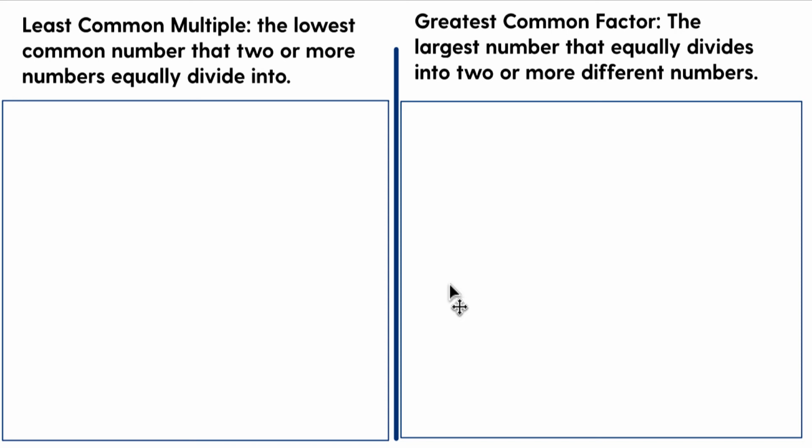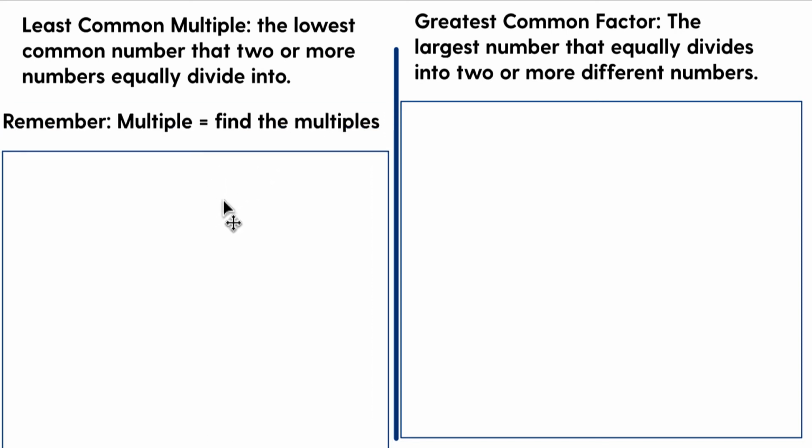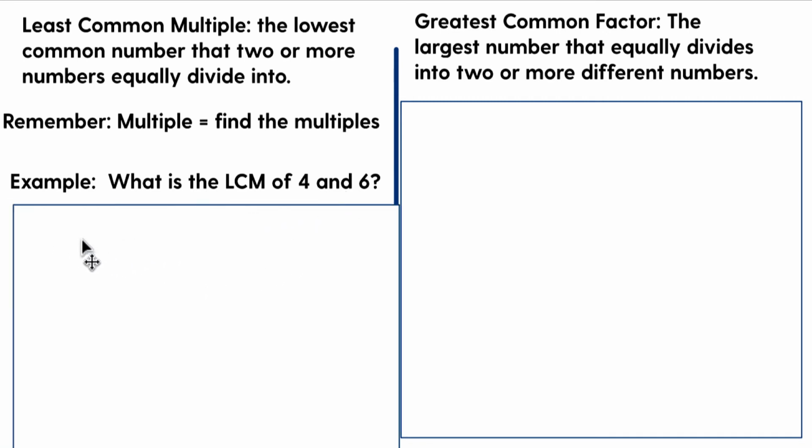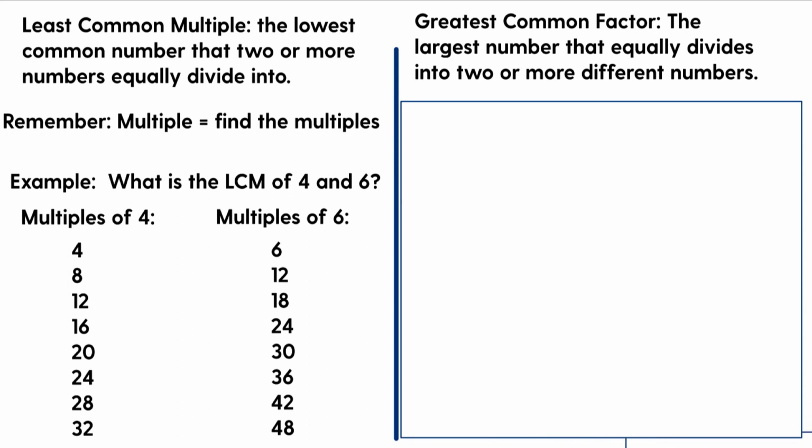So the least common multiple is the lowest common number that two or more numbers equally divide into. When you hear the word multiple, you want to find multiples. So you want to think of your times tables or counting by a multiple of 2, a multiple of 3. If you have a problem that says, what is the least common multiple of 4 and 6? What you're going to do is count by those numbers.